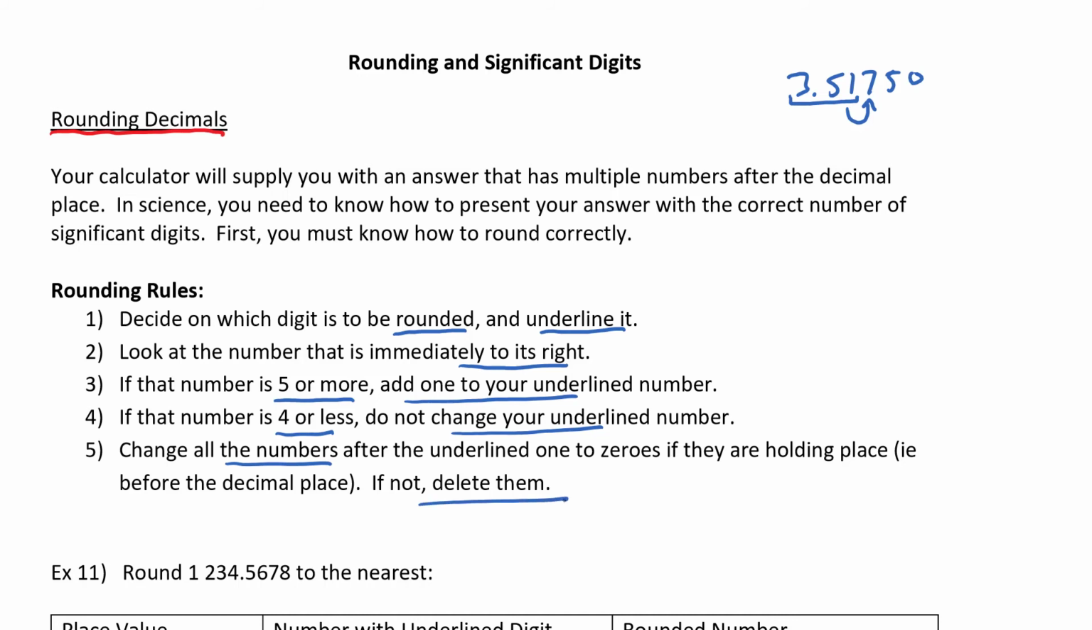So if we round this off to 3 significant digits, this becomes 3.5. That's a 1. This is a 7. It's bigger than a 5, so that rounds up to 3.52.